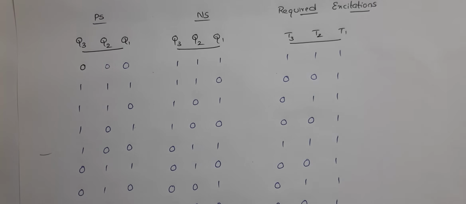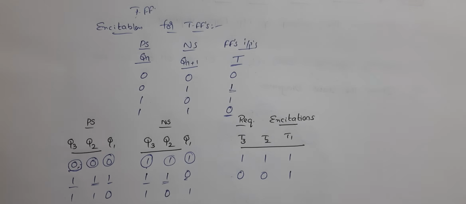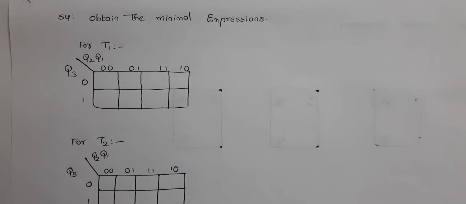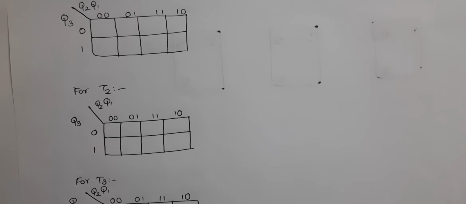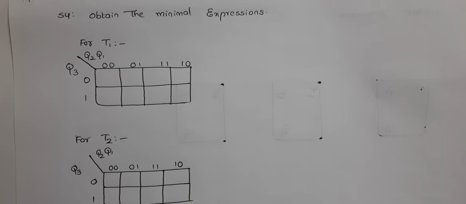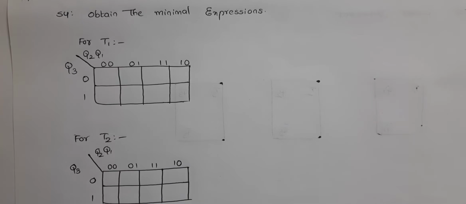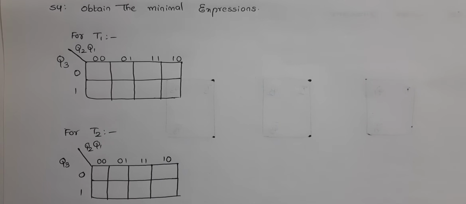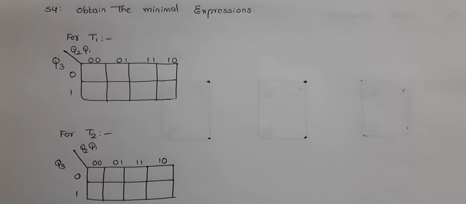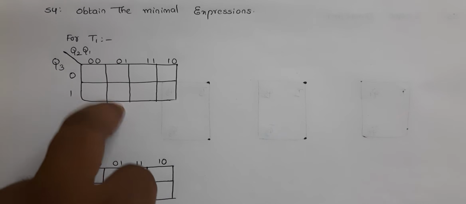Okay, so this is step 3. And what is step 4? Step 4 is nothing but obtaining the minimal expression for T3, T2, T1. By using K-map simplification, we can obtain the minimal expressions for T1, T2, T3. Further, I can use any method, like simplification by Boolean rules, K-maps, or any tabular simplification method. Here the number of variables is limited to 3, so that's why I am using K-map simplification. First of all I should obtain the minimal expression for T1.